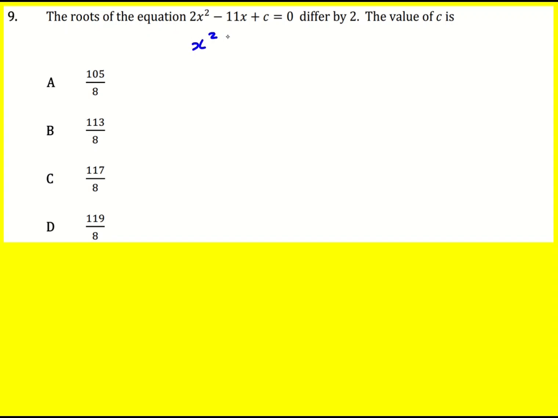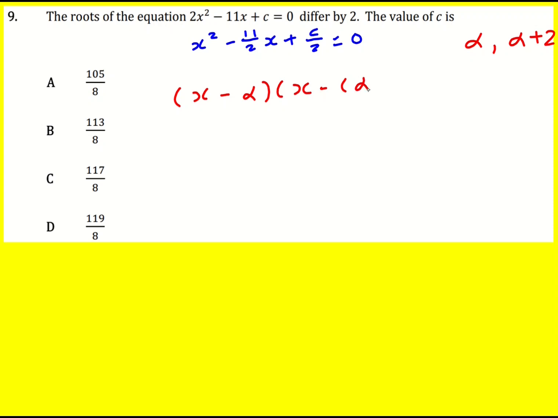I divided through by 2, which gives me x squared minus 11 over 2 x plus c over 2 equals 0. And then I thought about factorizing that. Not actually factorizing it, but thinking, right, I'm going to have a root of alpha, for example. If they differ by 2, let's say the other one's alpha plus 2. Alpha is the smaller one, and alpha plus 2 will be the bigger one. So it'll be (x minus alpha) times (x minus (alpha plus 2)), and that's then equal to this.